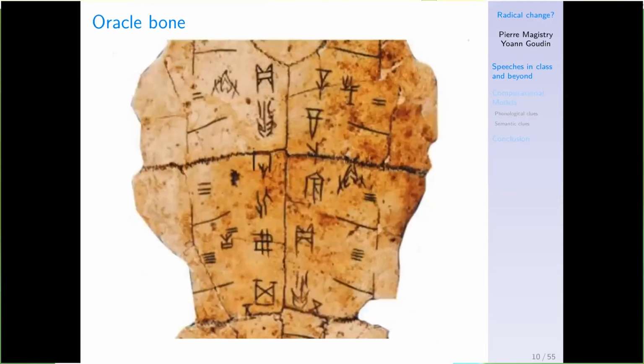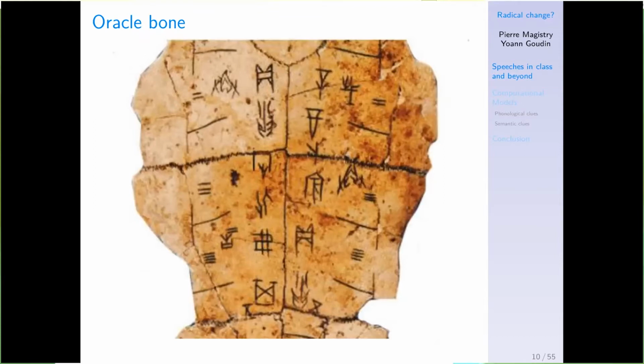But from this particular period, which is 1400 years before Christ, there were these oracle bones for divination. And these signs, with the comments about the divination, were the very first signs we could relate with the language spoken at that time.